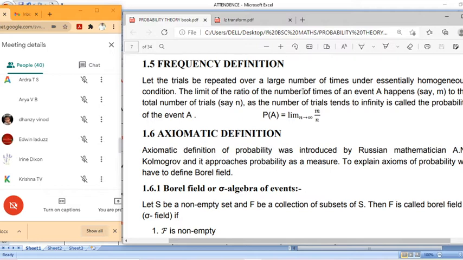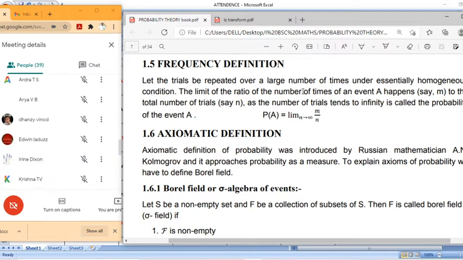Let us consider the probability of getting a head. So we can toss the coin 10 times, and if the number of heads observed is 5, then we can assign the probability of head equal to 5/10.